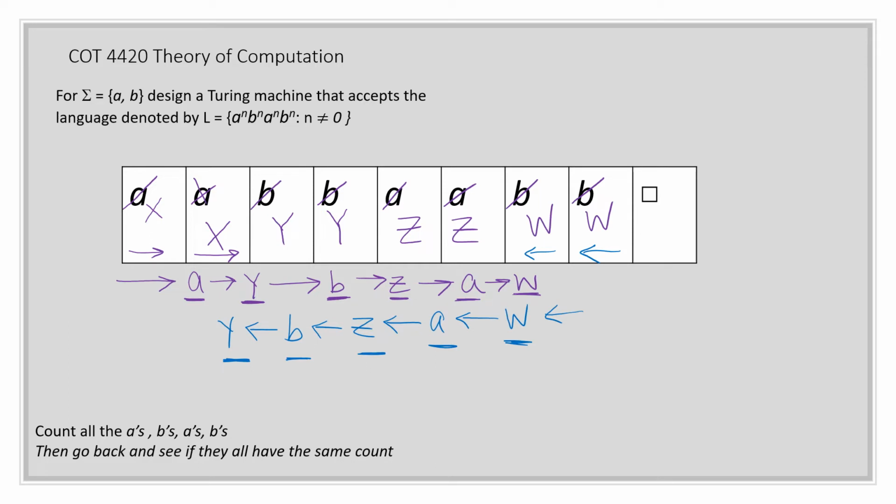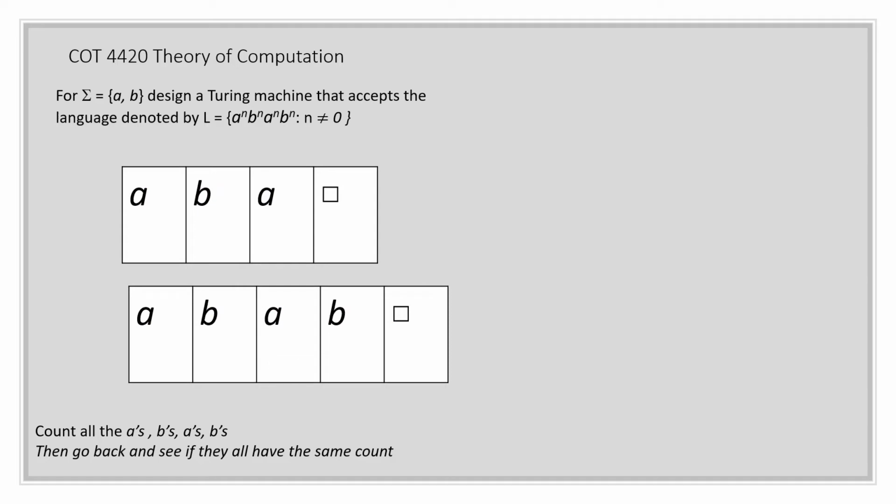Once we encounter an X, we know that before it, there's only going to be X's, so we're going to notice that we have an X, leave it alone, start heading back this way, make sure we only have Y's, we only have Z's, we only have W's until we reach the blank, and then we know that this string is in the language. All right, one more example. Well, two more.